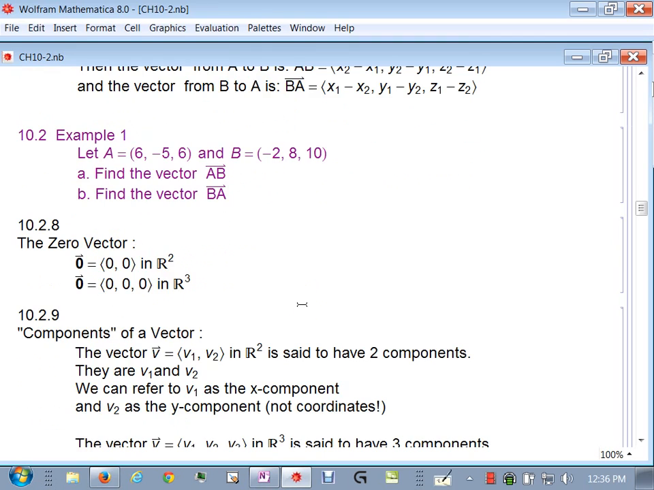All right, now there is something called the zero vector. A bolded 0, or the 0 with the little arrow on top of it. In two-dimensional space, the zero vector is the vector 0, 0. And in three-dimensional space, it's the vector 0, 0, 0. So 0 is different than the zero vector, is what I'm trying to get at.